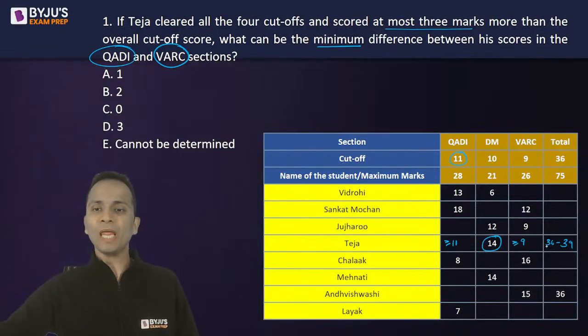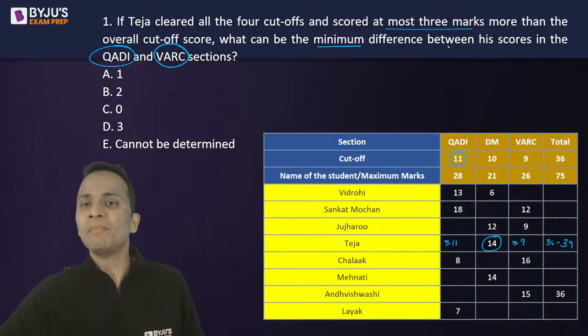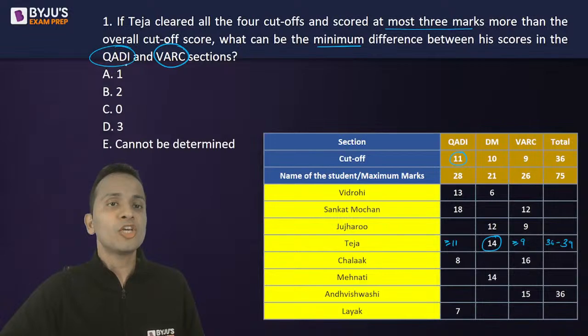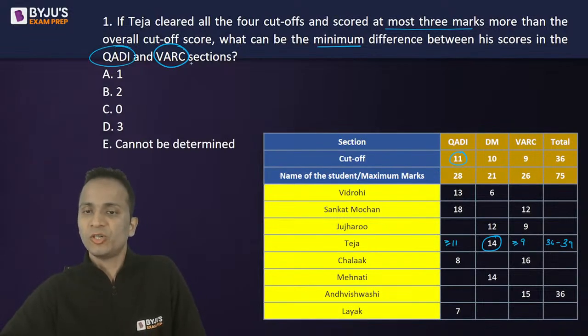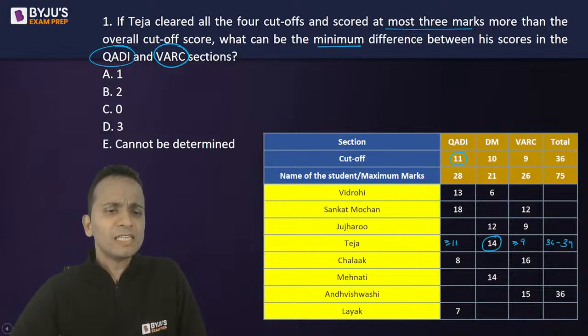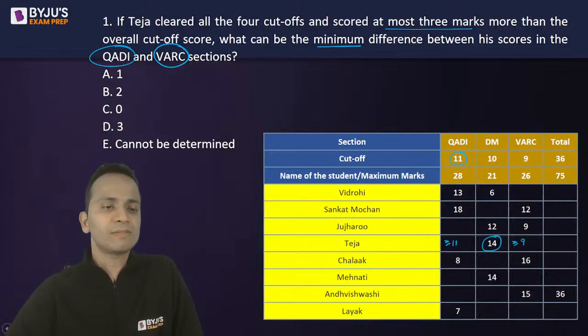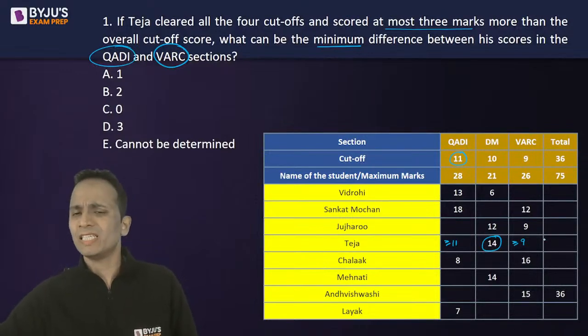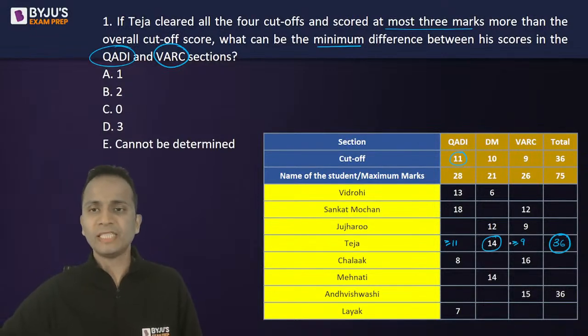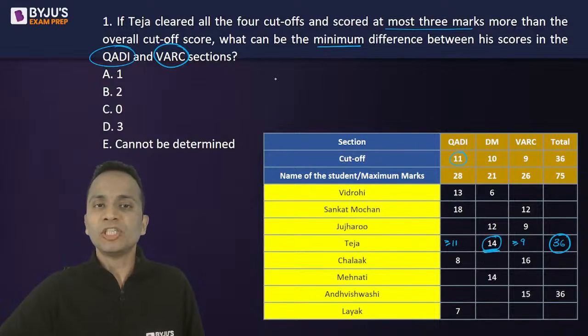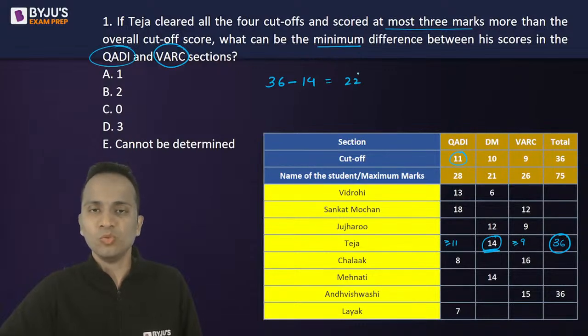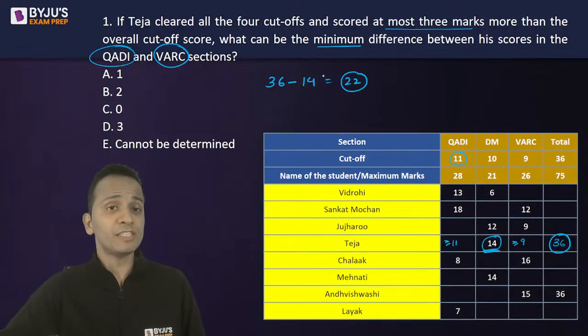All right. Now the question is, what can be the minimum difference between his scores in QADI and VARC sections? Now, if I consider that his total score will be 36, you can consider it as 36, 37, 38, or 39. So I'm considering the total score as 36, right? He has already scored 14 in decision making. So 36 minus 14 is equal to 22. Now we have to minimize his difference in the scores of QADI and VARC.